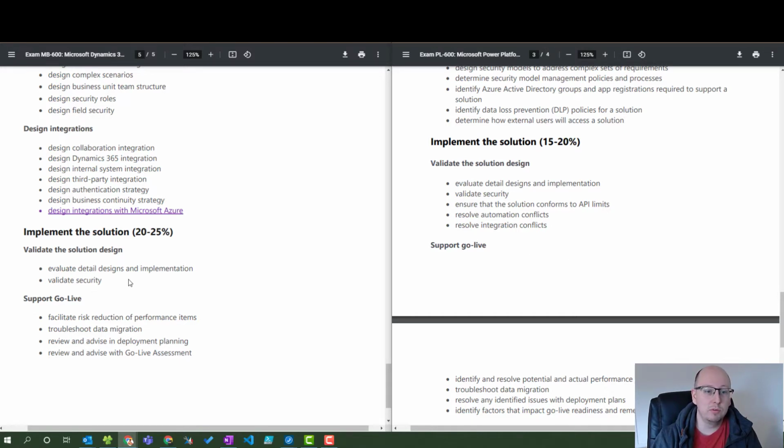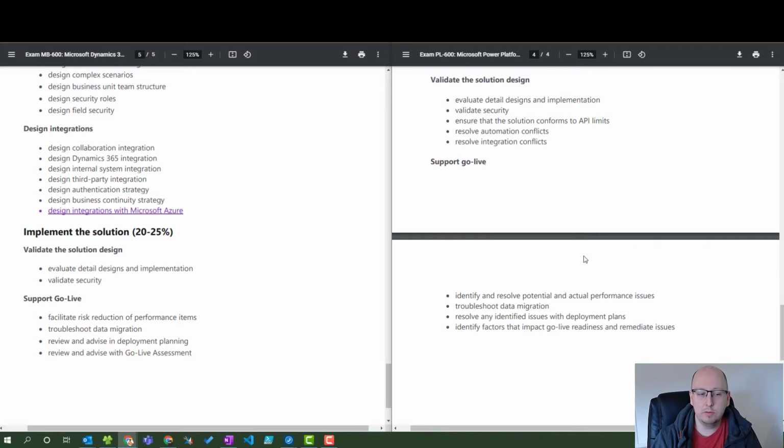On the last exam, it was just validate security, so we didn't actually get asked about creating a security model, just is this security model right? The new exam is going to test you on that, so good thing to be aware of. And then the go live stuff. So all these things are things that most consultants or most solution architects will probably be doing day in, day out. They may just test your knowledge of some other areas.